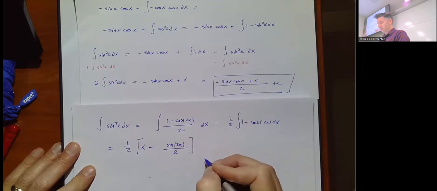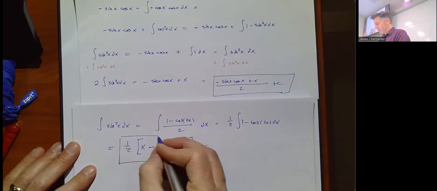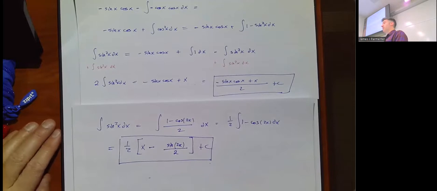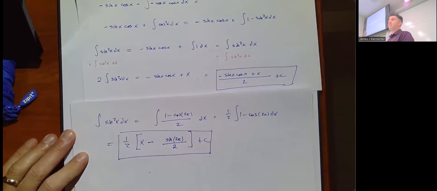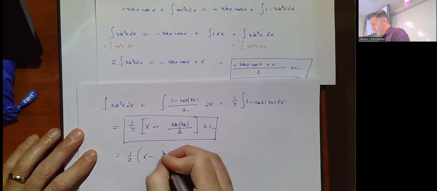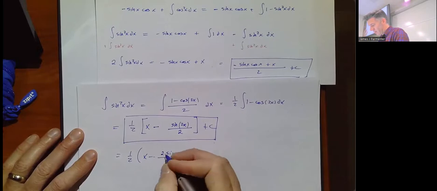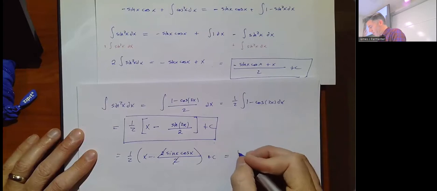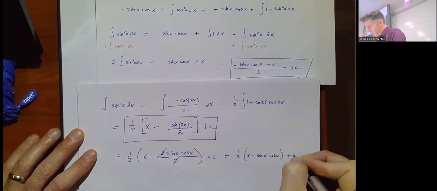Yeah, division by 2. Now I should ask everybody, are these the same? They don't look exactly the same, but they are the same once you recognize that sine of 2x has another trig identity. Trig identities all the time. I get 1/2 times x minus sine of 2x is 2 sine x cosine x. And then the 2's cancel, and you exactly get the same answer you have up here: 1/2 times x minus sine x cosine x.